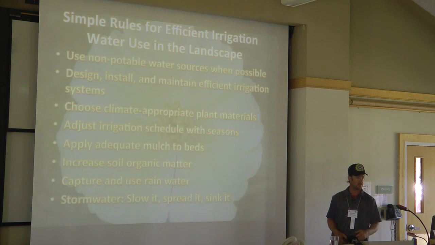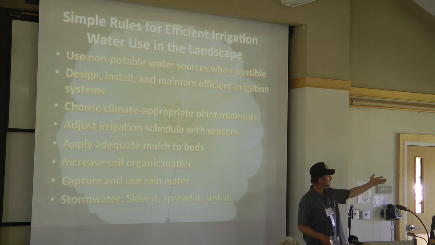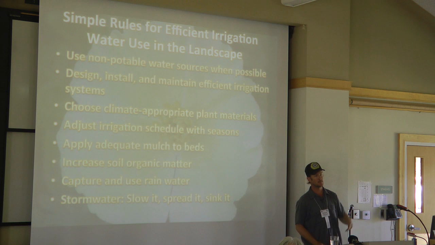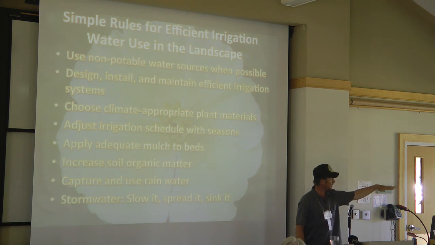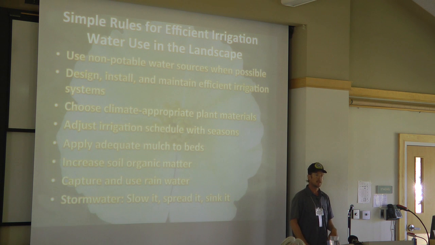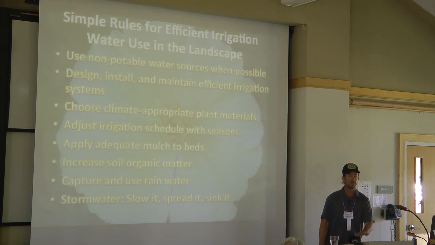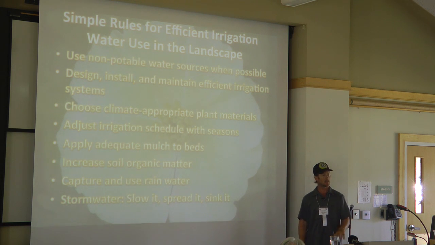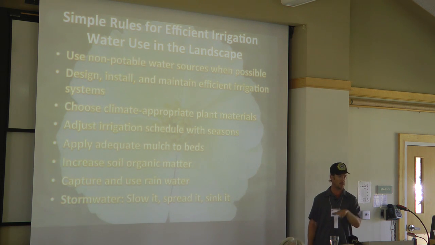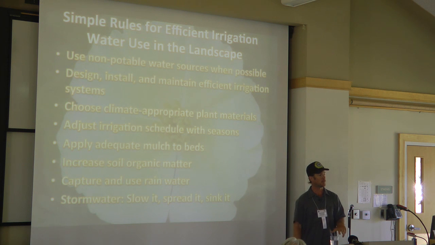Starting off with just the right plant selection. Look out here. Look at all these beautiful plants we have here. Very low water use. Most of these right around here are California native plants. But we know that there's a wide variety of plant materials that we can use in the landscape here that are low water use and low maintenance and are quite beautiful.